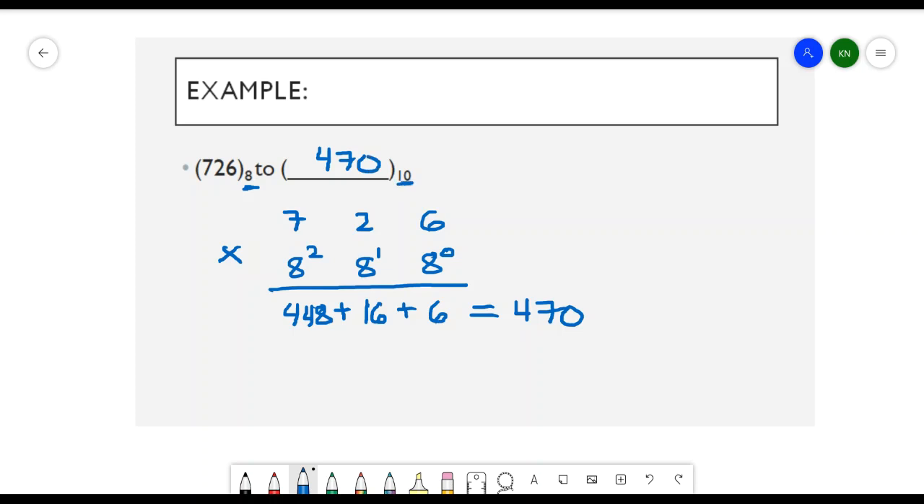Again, you can recheck if your answer is correct by doing the reverse process, meaning to say converting 470 in decimal and converting that back to its octal. When you get 726, meaning to say you have the correct answer. Okay, so that is how we convert other number systems to decimal.